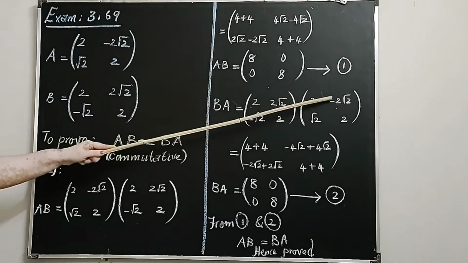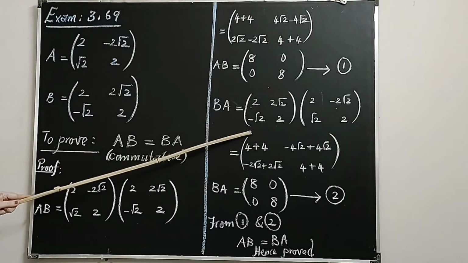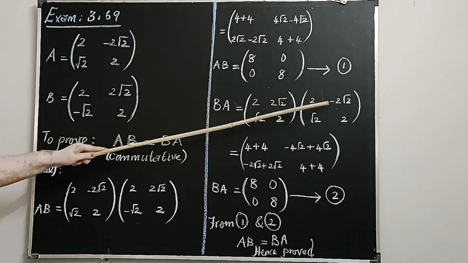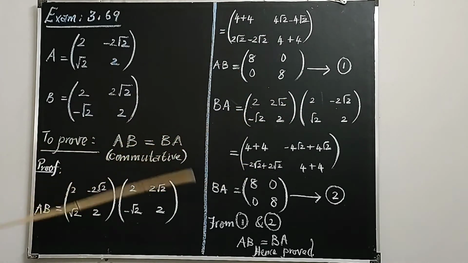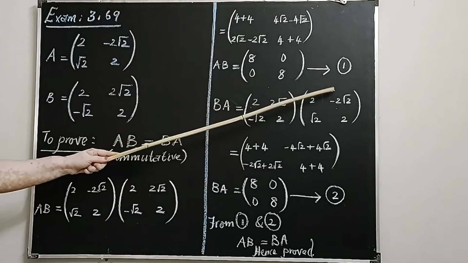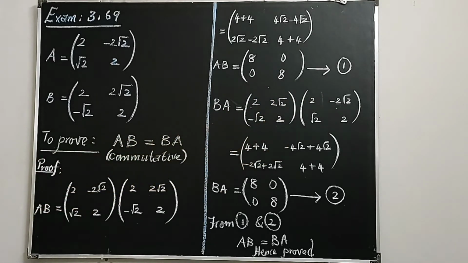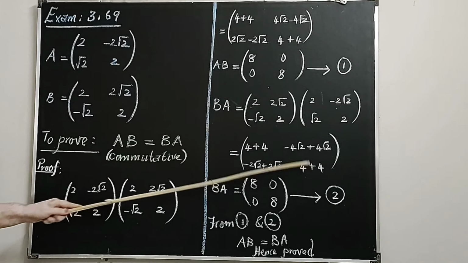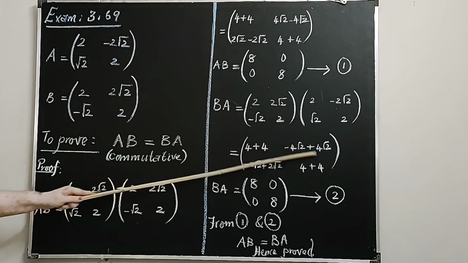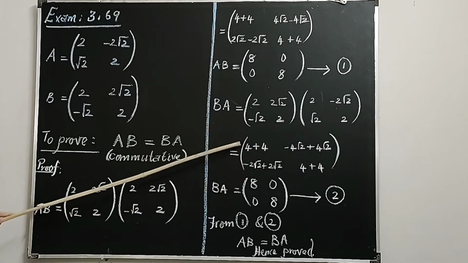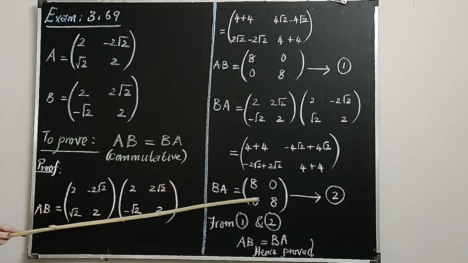Then second row, second column, minus root 2 into minus 2 root 2. Minus and minus will change into plus. Root 2 into root 2 is 2. Then 2 2s are 4. It is 4. Then 2 into 2 is also 4. Simplify this. This will be 0 and this also will be 0. 4 plus 4 is 8 and 4 plus 4 is 8. BA is also equal to [8 0; 0 8]. That is the second derivation. So from 1 and 2 we get AB is equal to BA. Hence this is proved.